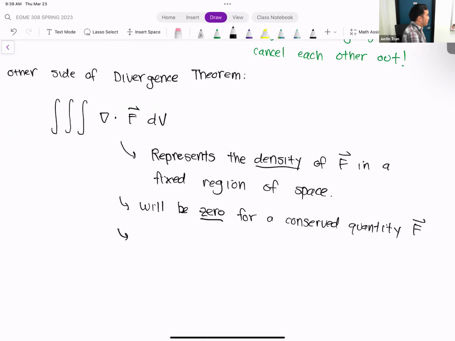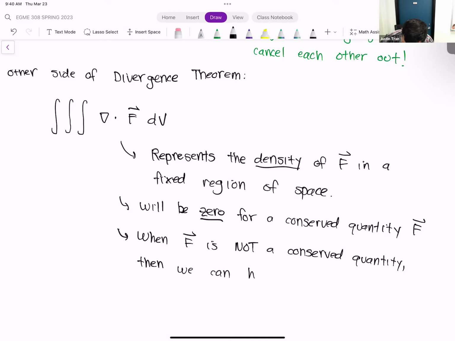You might think, that's boring, right? So we went through basically the entire lecture today talking about the divergence theorem, and all we get is that it's all equal to 0. It feels like we just wasted everyone's time. The interesting things happen when F is not a conserved quantity. And so when F is not a conserved quantity, then what you can have is either an accumulation or a depletion of F within the region B.